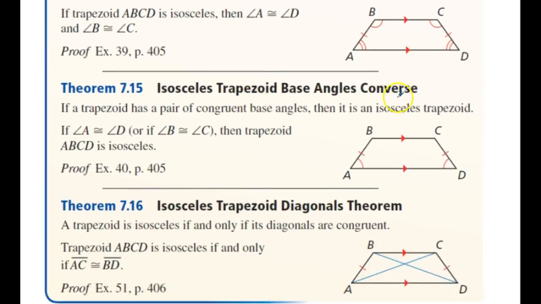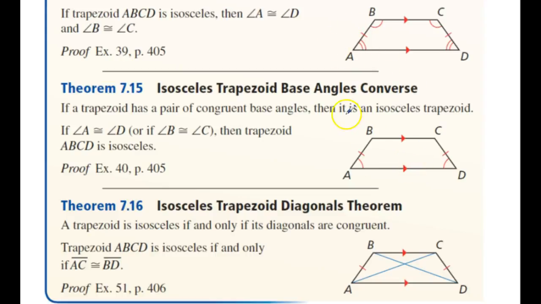Isosceles trapezoid base angles converse. So if a trapezoid has a pair of congruent base angles, so if I know that A is congruent to D, then I know that these two side lengths are the same, so I know that it is an isosceles trapezoid.